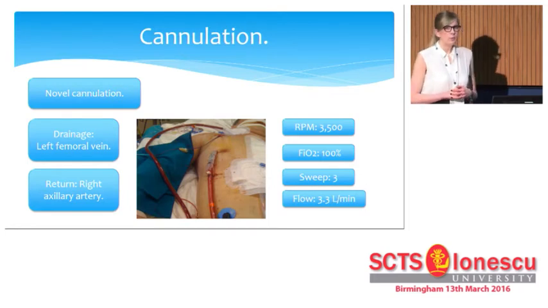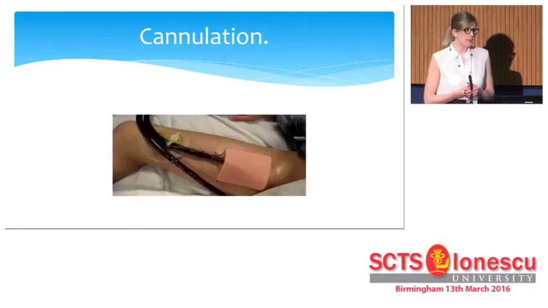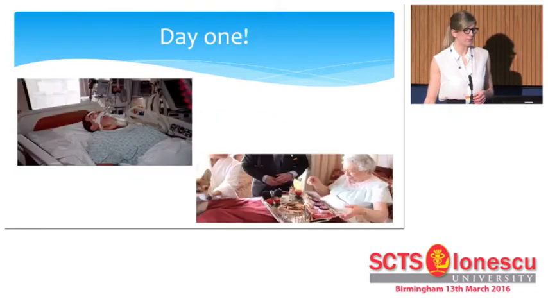So cannulation really was key to us being able to mobilise this patient because we've had patients on peripheral VA ECMO before, but both the drainage and the return cannula have been femoral. And it's that femoral return cannula in the femoral artery that has meant we haven't been able to mobilise them. So these patients have stayed in bed and invariably become weaker. So in this patient we had a left femoral drainage cannula and a right axillary return cannula. And it was that axillary return cannula that meant that we were able to mobilise the patient. And this just gives you an idea of what a femoral cannula would look like.